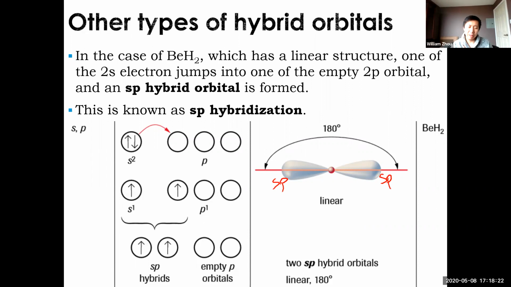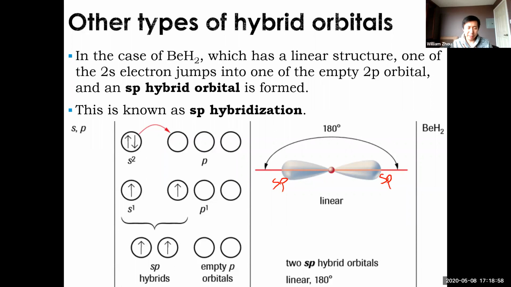And because they want to be as far away from each other as possible, they have a 180 degree angle between them. And then you're left with two empty p orbitals that really don't do anything. So this explains why an atom like beryllium can only make two covalent bonds. It is unable to complete the octet because you would have empty p orbitals, you have no electrons to share, and you can't just rip two electrons from other atoms. So beryllium is content with 4 valence electrons for this reason.